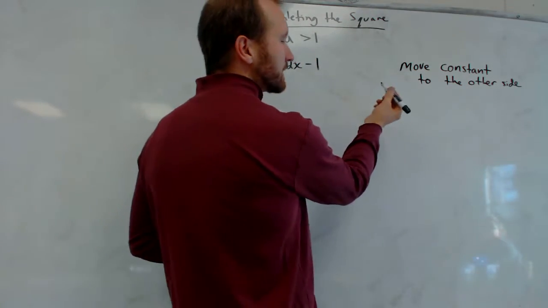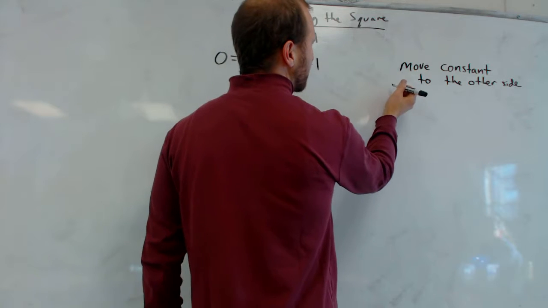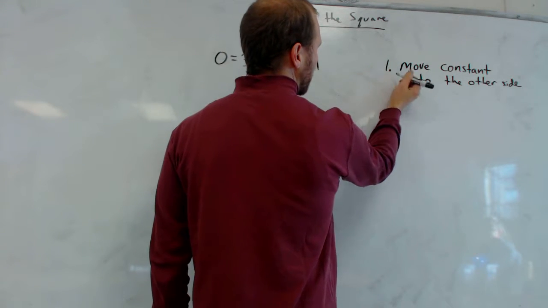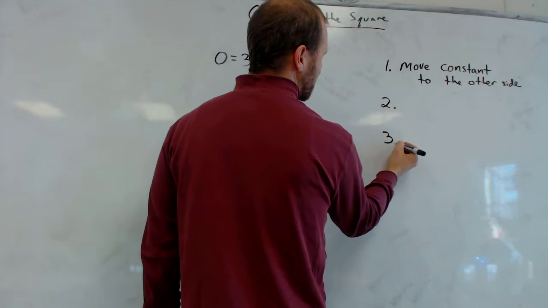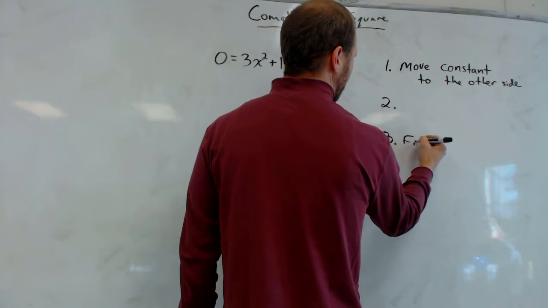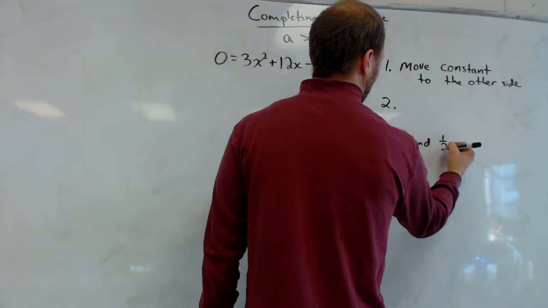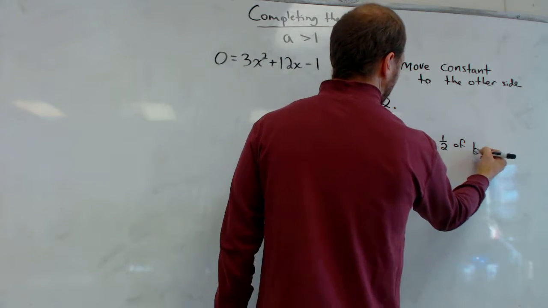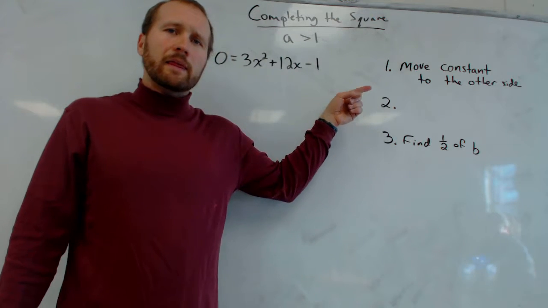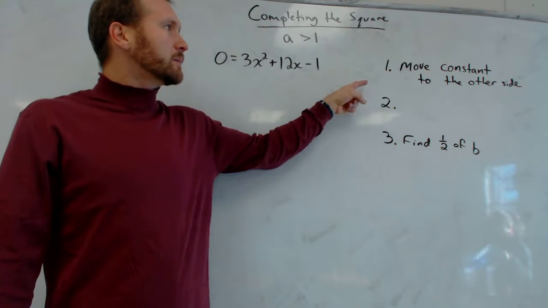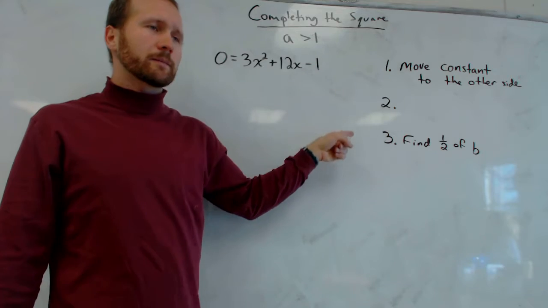So this is the step where we're going to be adding something in. So if this is step 1, we're going to have a different step 2. And then step 3 will be find 1/2 of b. So you might want to make a note somehow in your notes for today that the extra step comes between steps 1 and 3. Okay?